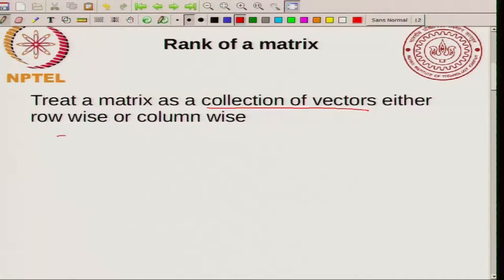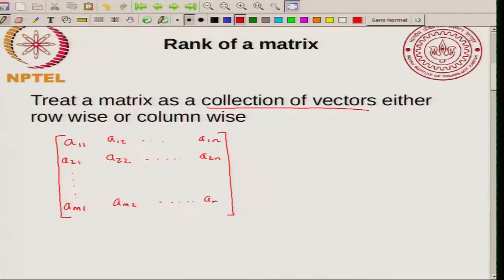So suppose you have a matrix, okay, a typical matrix. So I'll just take a typical matrix A11, A12, etc., up to A1n, A21, A22. All the way up to A2n, and then similarly all the way, let me take AM1, AM2, all the way up to AMn. So this is an m by n matrix.